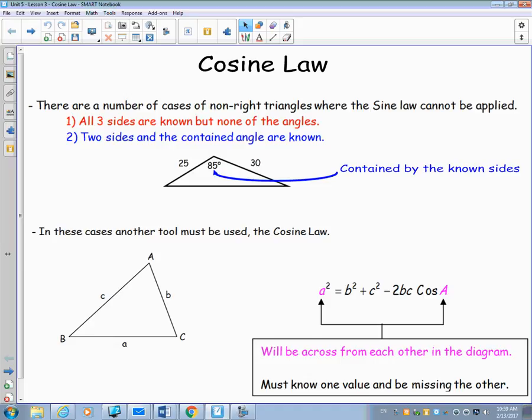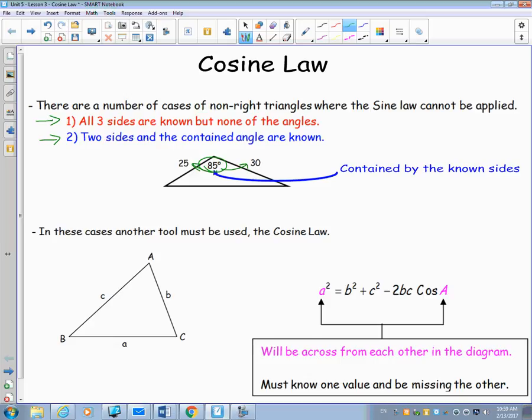The idea of the cosine law is the situations we cannot use the sine law in. That is, we don't know a pair of side and angle that go together. There are two situations we could have. We could have a non-right triangle where we know all three sides, so obviously no pairs. Or we could have two sides and the contained angle. That means the angle between two known sides.